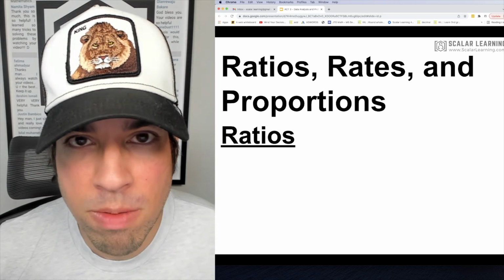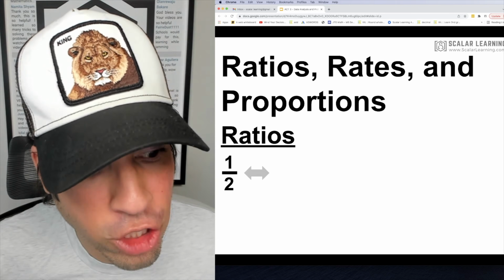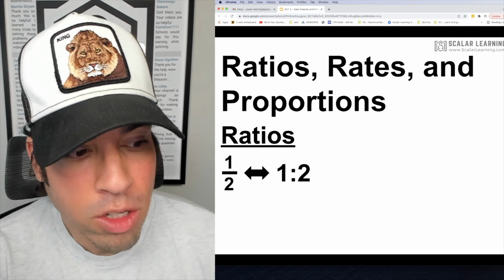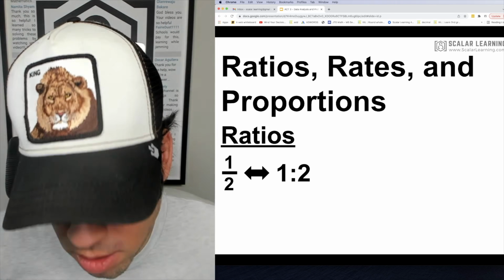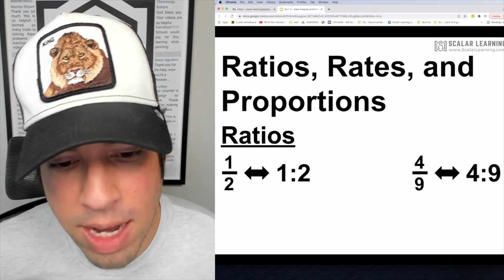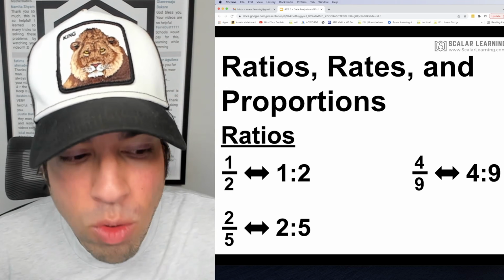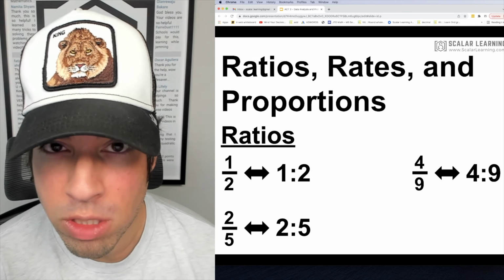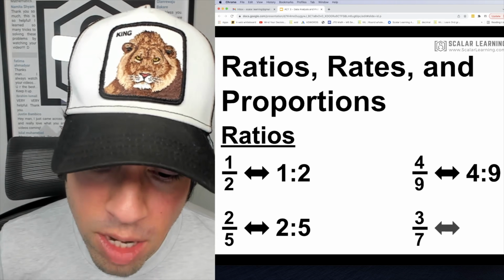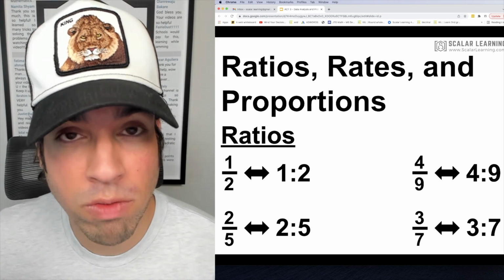And first, I want to talk about what is a ratio. A ratio can be expressed like a fraction, but it can also be expressed with this colon. And these are essentially equivalent. So 1/2 can be written as 1 to 2. Likewise, 4/9 could be written as 4 to 9, etc. 2/5 can be rewritten as 2 to 5. And notice that order. The numerator is generally that first number and the denominator is that second number. For a final example, we have 3/7, which can be written as 3 to 7. So again, these are just different forms of representing the same thing.